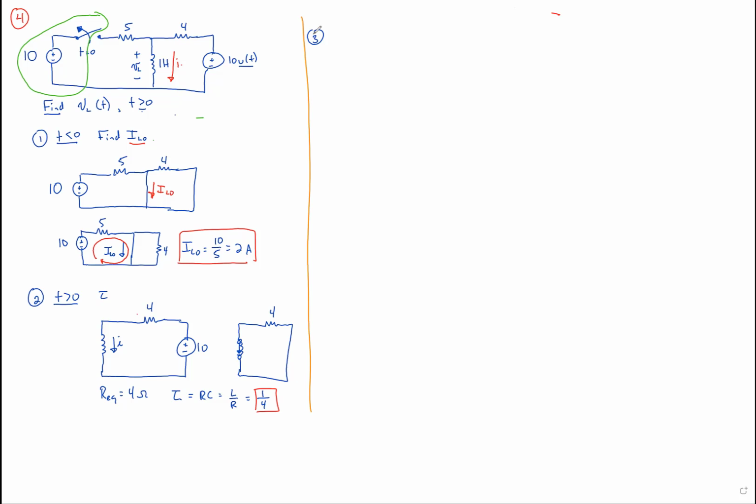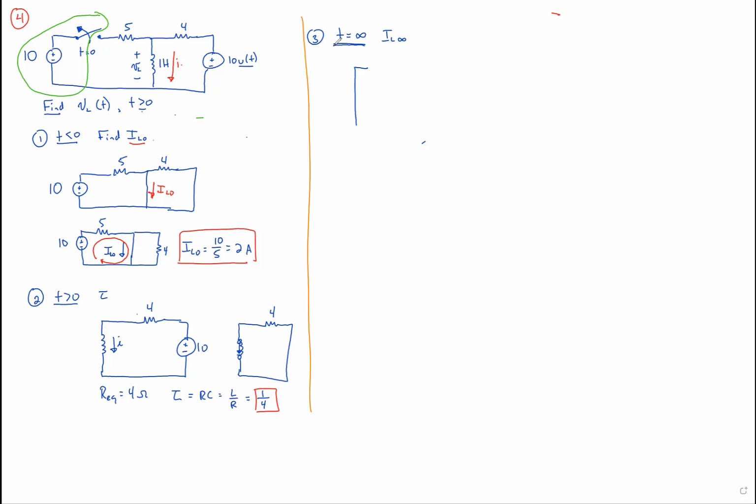Step 3. Step 3, we want to draw it at time equals infinity. And our goal is to find our I sub L of infinity. Even though we're asked to find V sub L, we're always interested in finding the I sub L or the V sub C first. So at time equals infinity, this is open. And so the only part of our circuit that's left is the stuff to the right. We don't even have to draw the 5 because no current goes through the 5, right? It can't go through this open. And since we're only interested in the inductor side, the 5 does not contribute to that at all.